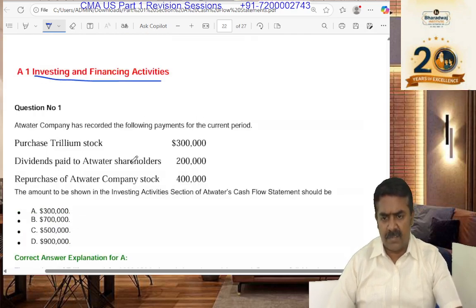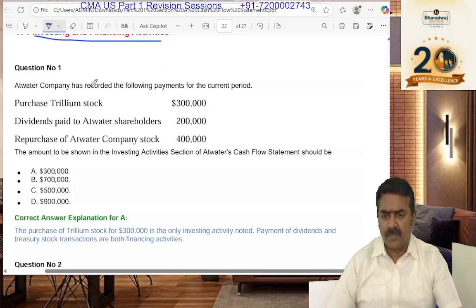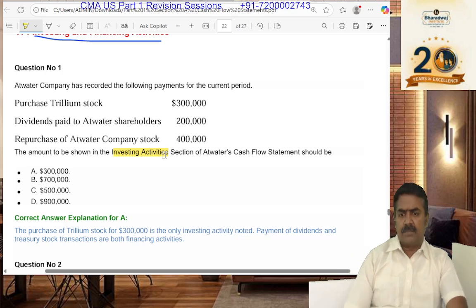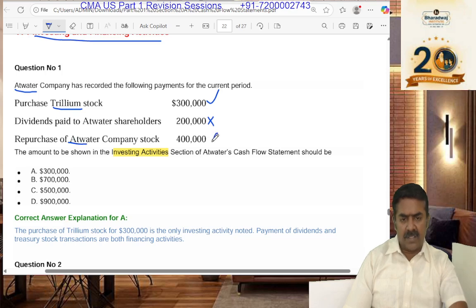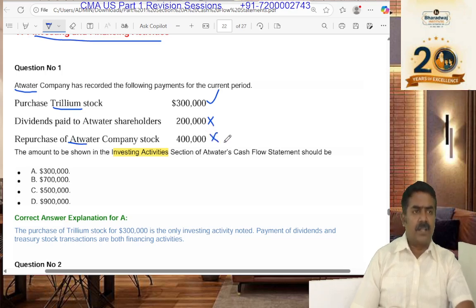This is specifically on investing and financing activity. Go to this. They ask you questions about investing activity. What will come in investment activity? Purchase of another company's stock, purchase of shares, investment activity. Dividend paid is financing activity. This is purchase of your own company shares, also which activity? Financing activity. Buying back treasury stock, financing activity. So what will come in investment activity?